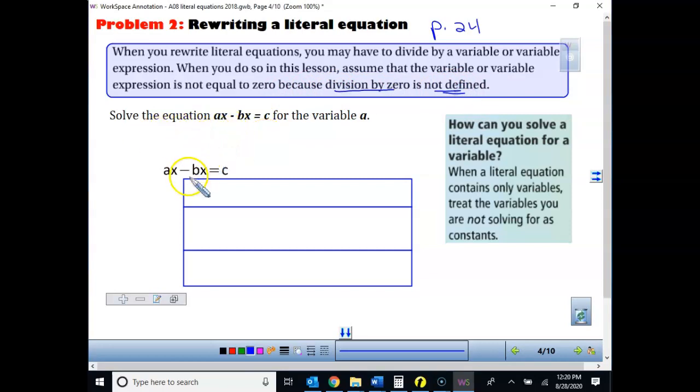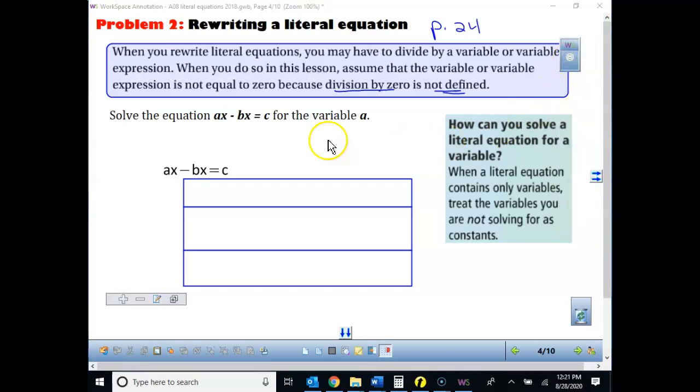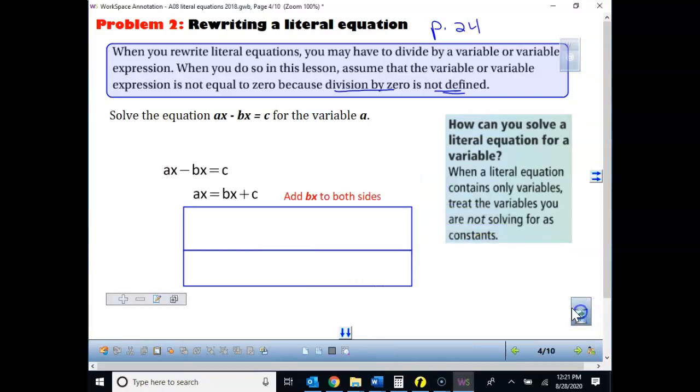So if I am looking at this equation and the question is I need to solve for a, that means I need to get a totally by itself. So it says, how can you solve a literal equation for a variable? Key thing is treat the variables as if you're not solving for them and think of them as constants. So my first step when I look at this equation is I am going to get the ax by itself. So I had to add bx to both sides. You might want to show that. Again, you could have c plus bx.